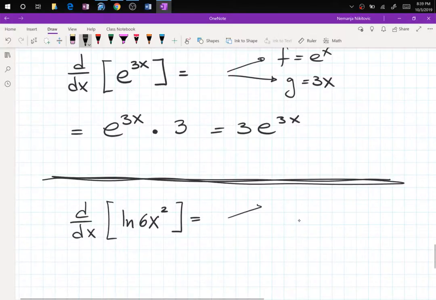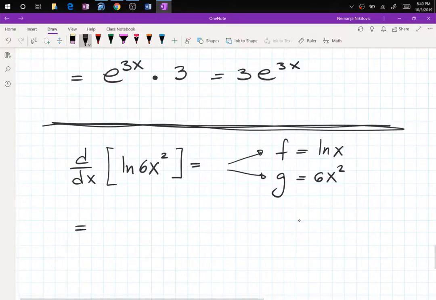So what's my f? ln x, bueno. What's my g? 6x squared. That's a basic function, guys, right? It's a basic function. You can take the derivative of that without any witchcraft, right? Just basic derivative.